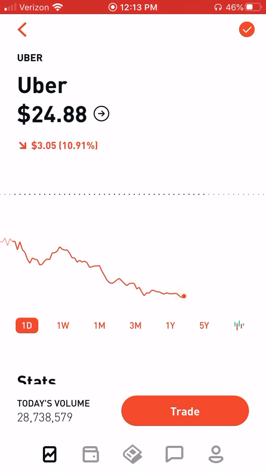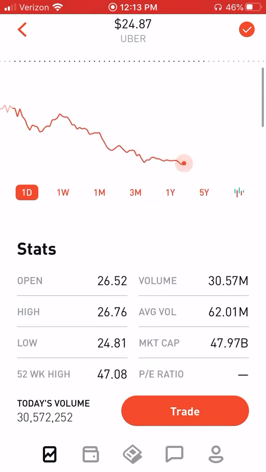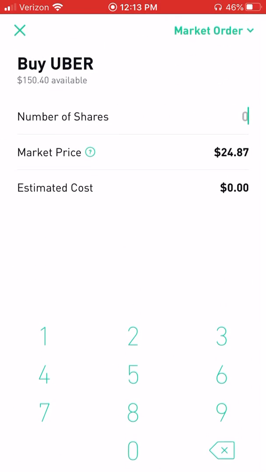So first I'll explain the difference between a market order and a limit order. So if I wanted to buy Uber right now, the current price is $24.88. So I could just go in here and buy right at the market order. So you'll see market price 24.88. I could put the number of shares in and just execute it right away at that price.